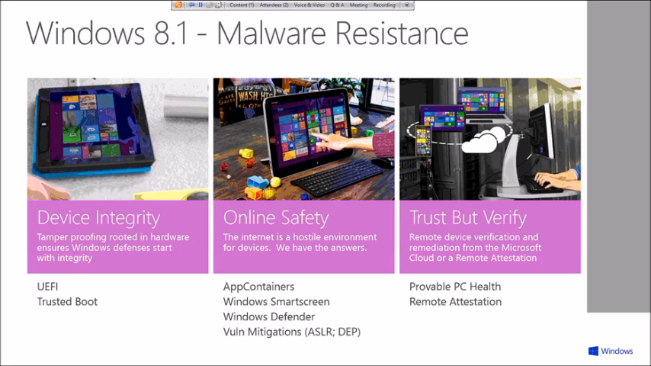Let's look into malware resistance, and with that into device integrity, so all about UEFI, Unified Extensible Firmware Interface, trusted boot, and then moving over to online safety, so Windows Defender, SmartScreen, AppContainer for modern apps, as well as some vulnerability mitigations like address space layout randomization, ASLR, and DEP. Trust but Verify is about new ways to verify the device identity remotely with cloud capabilities.